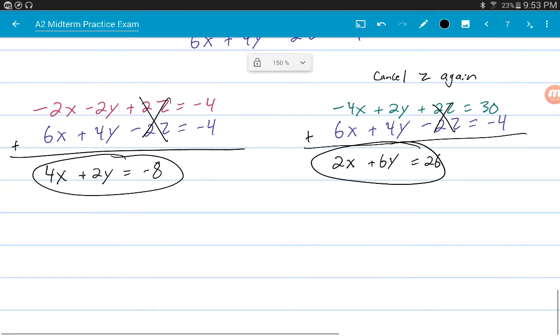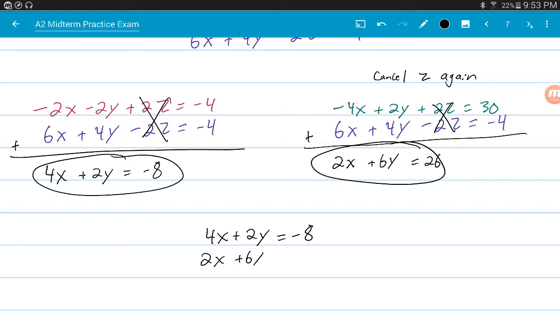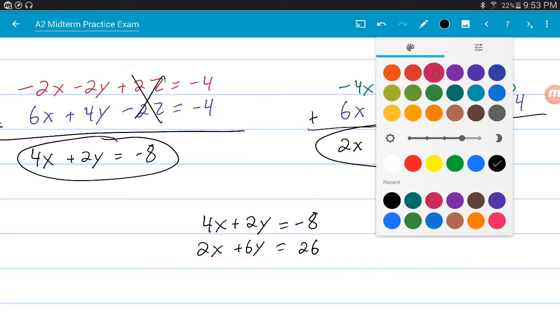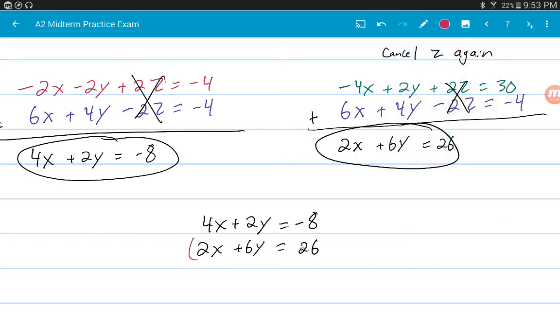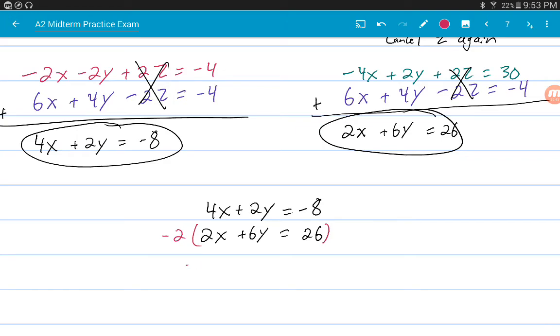What I'm going to do now is I'm going to take both of these and line them up and try to cancel out another letter. So if I look at these, 4x plus 2y equals negative 8, and 2x plus 6y equals 26, I get to pick which letter I want to get rid of. I'm going to take this one and multiply it by a negative 2. What that's going to get me is negative 4x minus 12y is equal to negative 52.